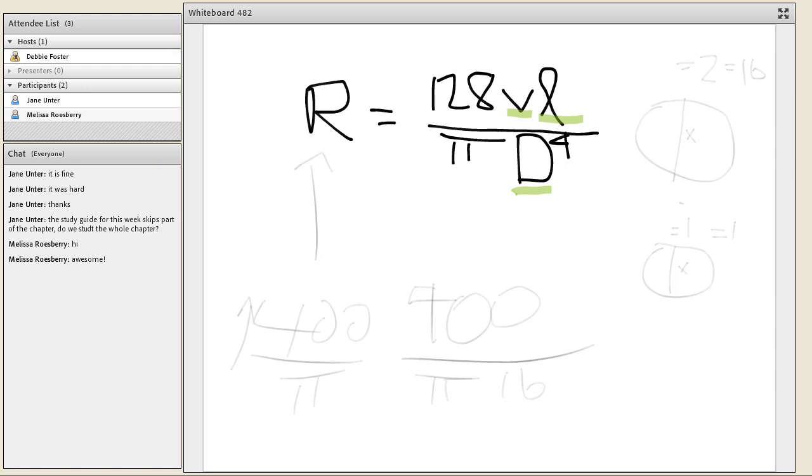Does that make sense? It's kind of hard to explain without going through several problems, but small changes in diameter here, even if it's millimeters, will have really large changes in resistance. The smaller the vessel, the higher the resistance. And that's something you should remember: the smaller the diameter, the higher the resistance.